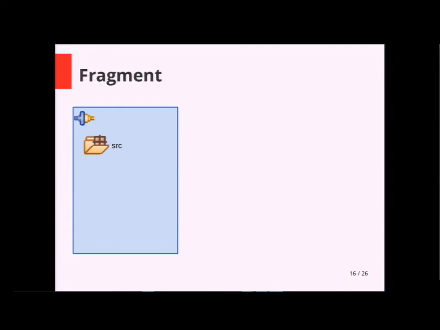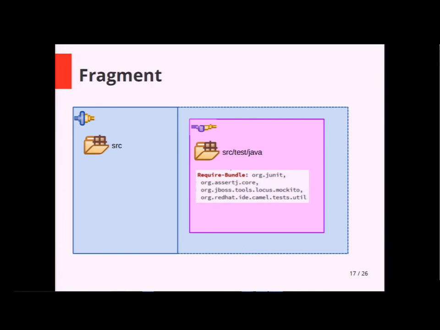So the third one is using a fragment for your test. So again, you start with your nice plugin, and you will add a fragment depending on this plugin, and this fragment will contain all your test classes, and you will be able to add the dependencies in this fragment quite easily.